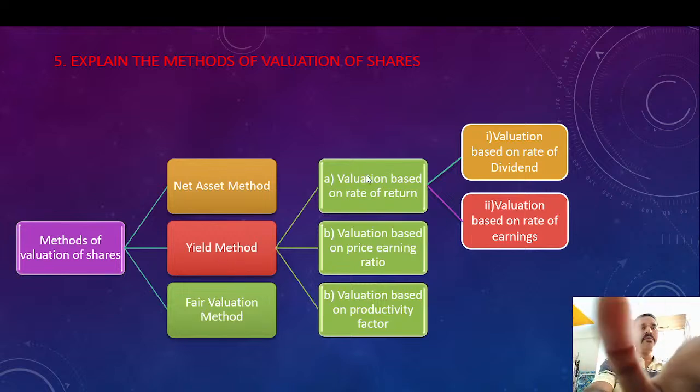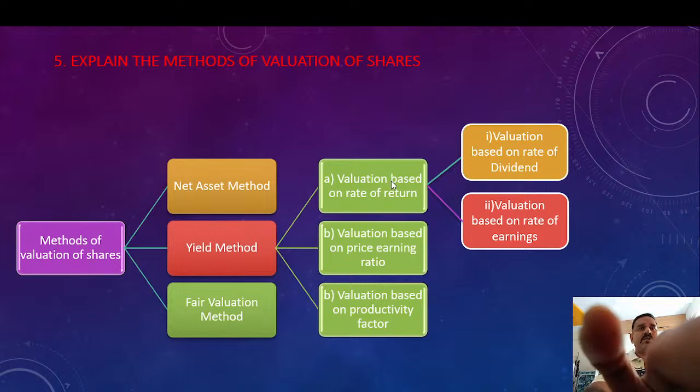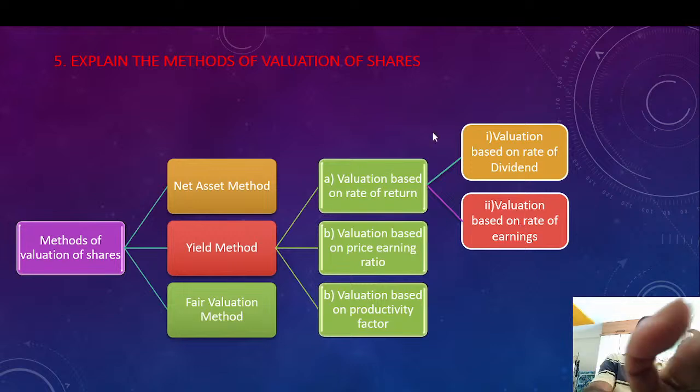In the yield method you have 3 methods: valuation based on rate of return, valuation based on price earning ratio, and valuation based on productivity factor. In valuation based on rate of return, we again have 2 methods: valuation based on rate of dividend and valuation based on rate of earnings. These are all the methods for valuation of shares. If you want details, you can refer to your textbook, which has the full theory of these methods. In this video I am not covering the explanation, I only mentioned the methods. Okay, next see the 6th question.